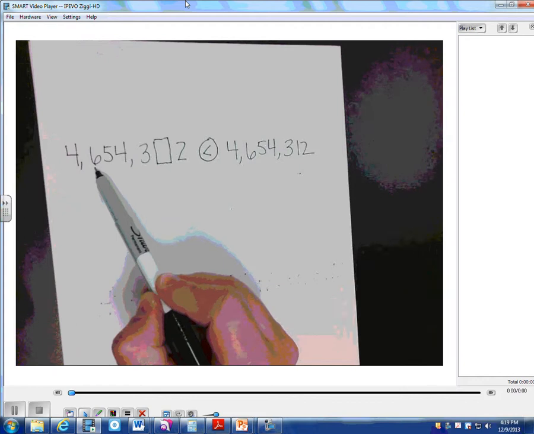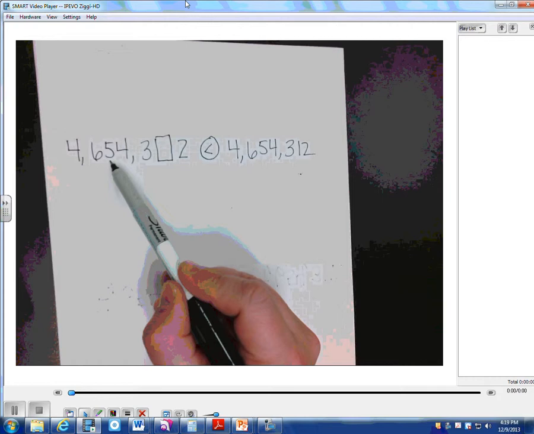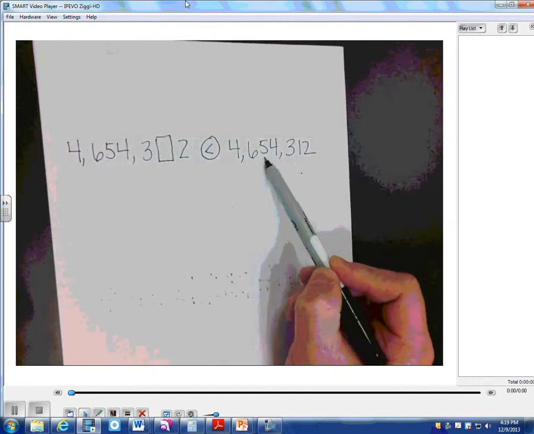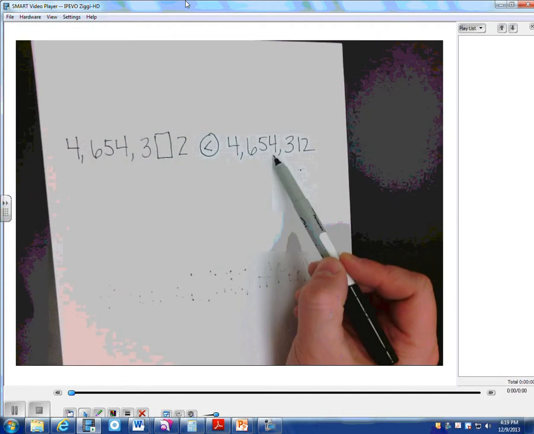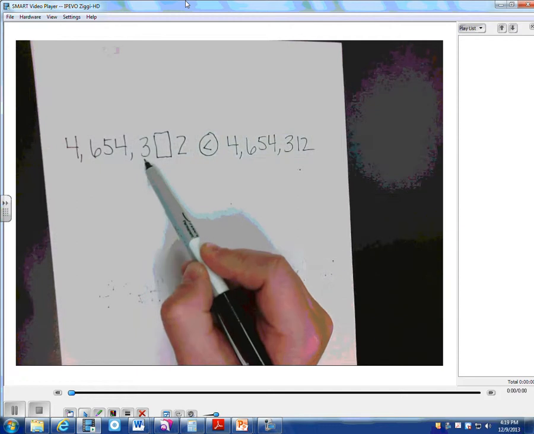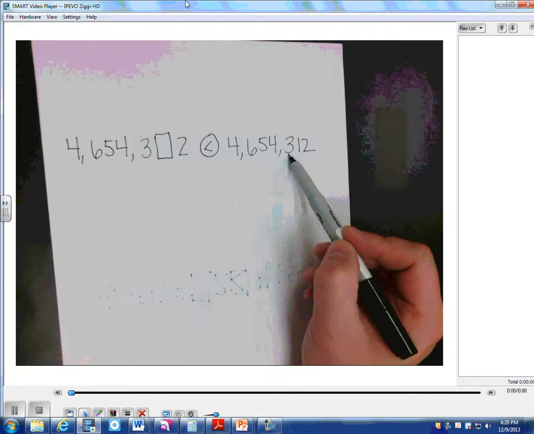I have a 6 here. I have a 6 here. Okay, same. So I'll go to the 10,000s. 5 and 5. Same thing. I will go to the thousands place. I have a 4 and I have a 4. Same. I'll go to the hundreds place now. I have a 3 here and I have a 3 in the hundreds place here. Now, here's where it changes.